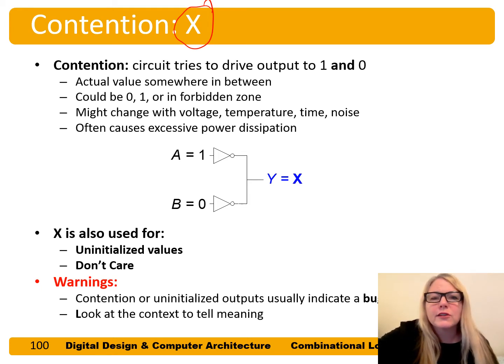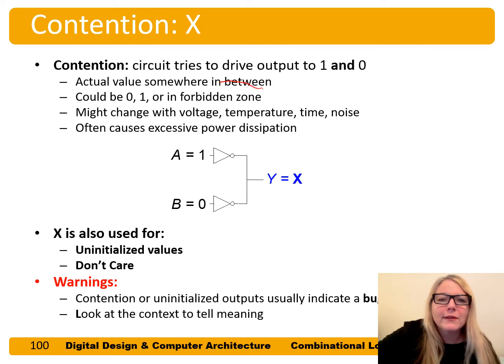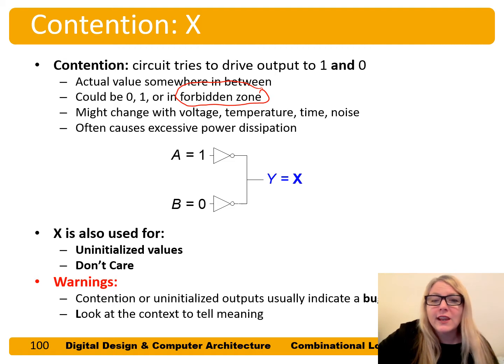Contention is where a circuit tries to drive the output to 1 and 0 at the same time. So the actual value will be somewhere between 1 and 0, in the forbidden zone, which means that you can't interpret it. Who knows what that means? It's not a 1 or a 0, it's in contention. It could cause the voltage, temperature, or delay to change, and often causes a lot of power dissipation. So it could really heat up the wire a lot, and potentially even cause major damage.